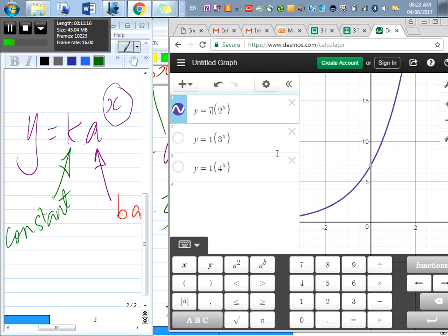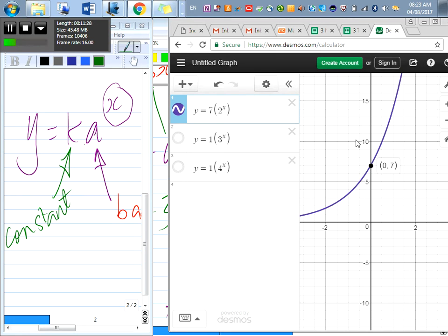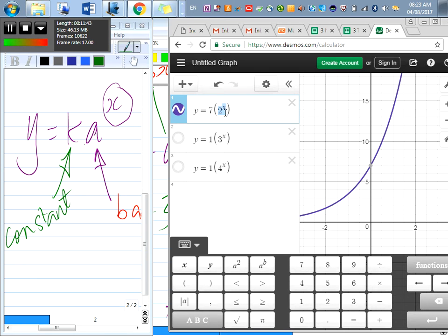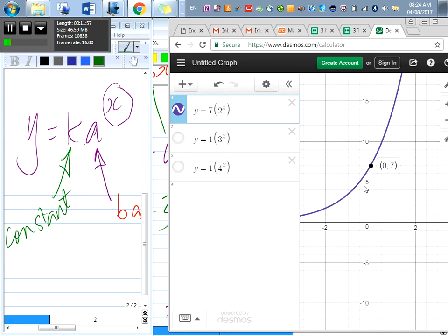So what happens when the coefficient is 7? When the coefficient is 7, the y-intercept is 7. Why is that so? When we are talking about y-intercept, we are finding the point when x is equal to 0. When x is equal to 0, what is the value of this highlighted part? 2 to the power of 0, what do we get? 1, right? Then 1 times 7, what do we get? 7. So when x is equal to 0, y is equal to 7.